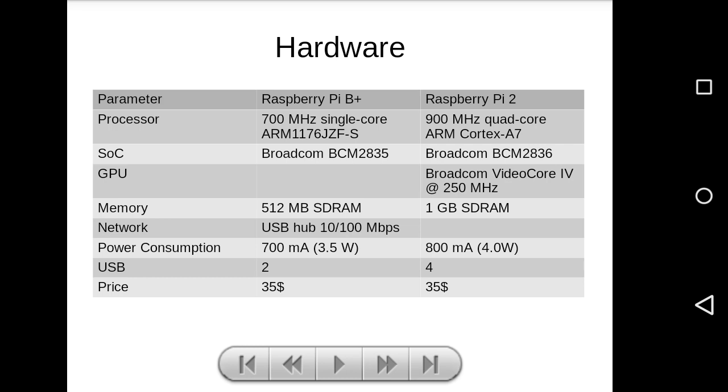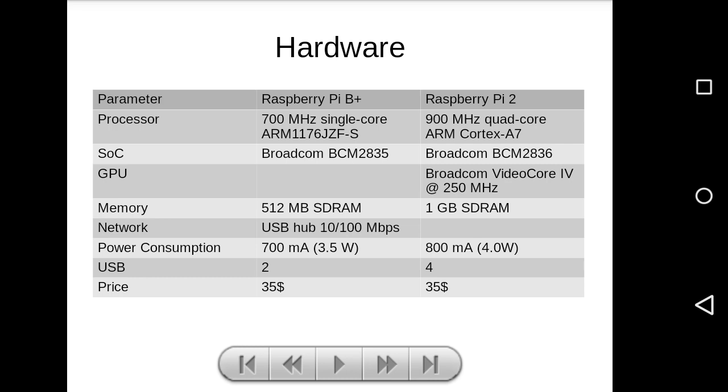The second part is the number of cores increased. There is only one core in the ARM 11, that is the Raspberry Pi B plus, and you can see here 900 megahertz quad core ARM Cortex A7. This 900 megahertz quad core means we can overclock also, as in the earlier version of Raspberry Pi we could overclock till, I think, 1050 megahertz. So a similar case we can do here also.